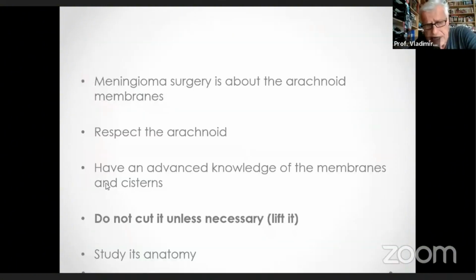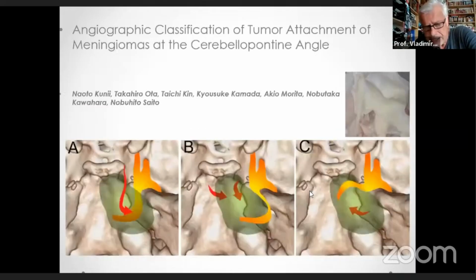It was completely split. Again, meningioma surgery, it's again about the arachnoid. Do not cut it unless necessary, just lift it. This is the case I was talking about: petroclival or petrous apex meningiomas, posterior to the fifth nerve, may look the same as those which arise from the clival or posterior clinoid region.